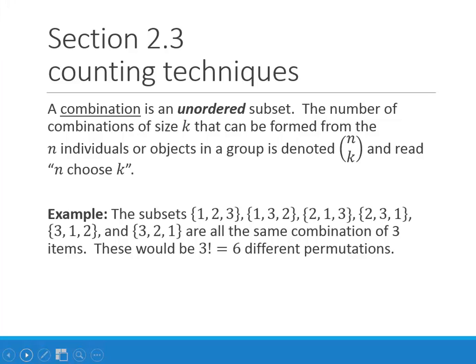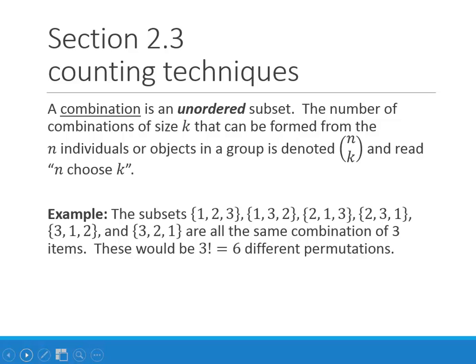Sort of the other side of this is something that's called a combination. So this is an unordered subset. It's the same idea. I'm still going to take k items out of my total n that I have. But now, as we see down here in this example, subsets 1, 2, 3, 1, 3, 2, 2, 1, 3, and so forth, those are all the same combination, right? Because they have the same objects or individuals in each of those things.